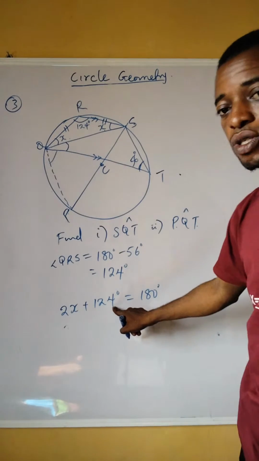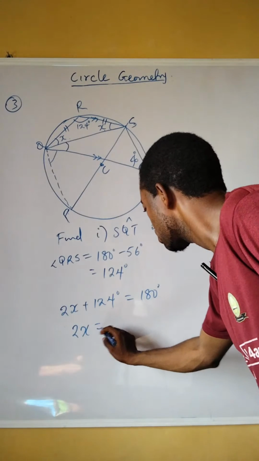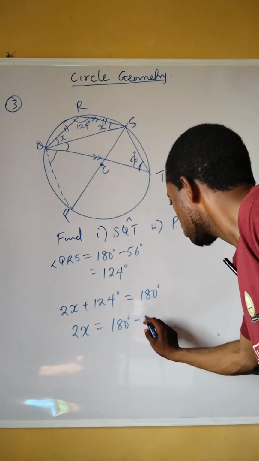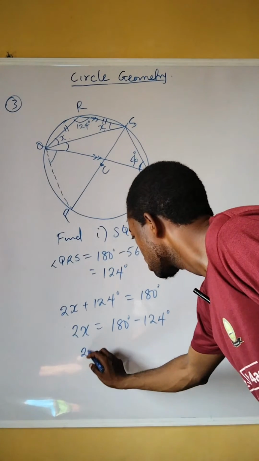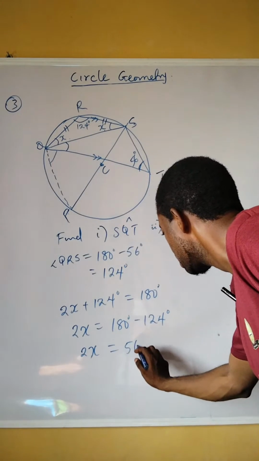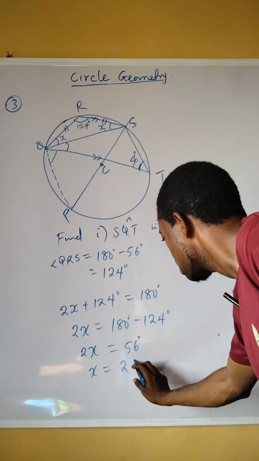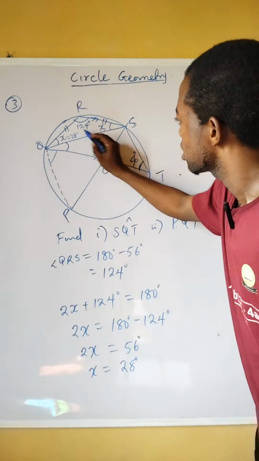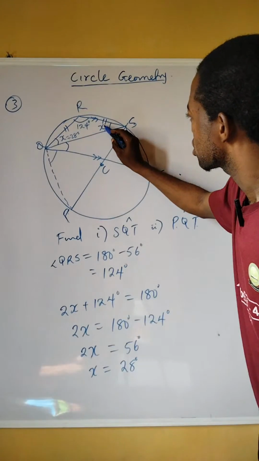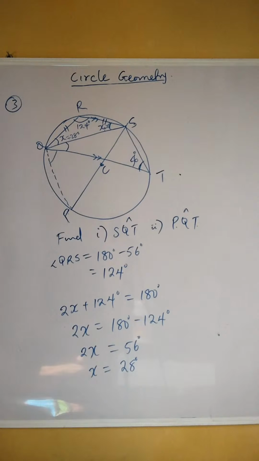And when we take 124 degrees across, it becomes minus. So 2x equals 180 degrees minus 124 degrees. Alright, so 2x equals 56 degrees, right? If I divide by 2, x equals 28 degrees, right? Now, if this angle is 28 degrees, this angle here too is 28 degrees.